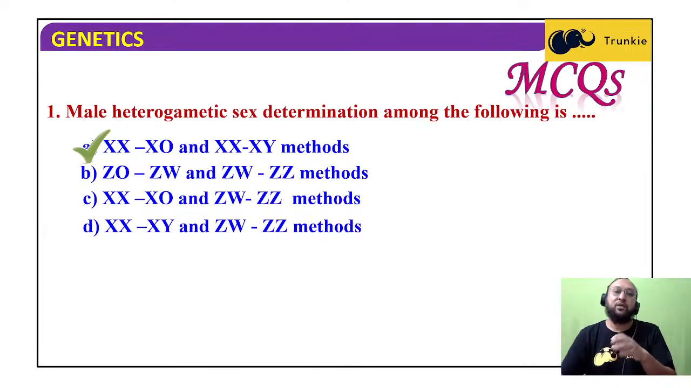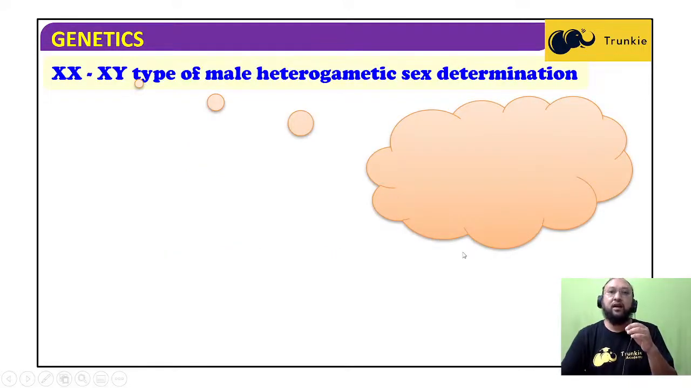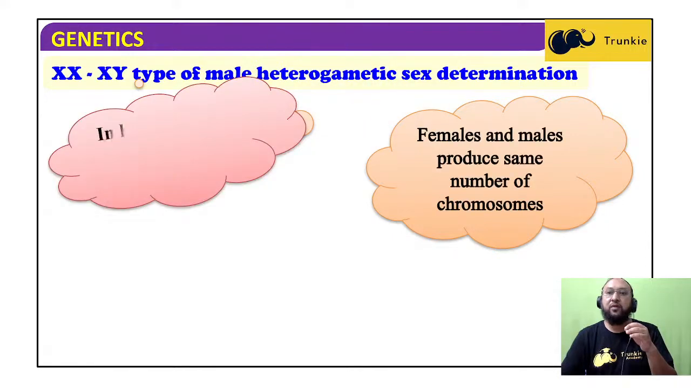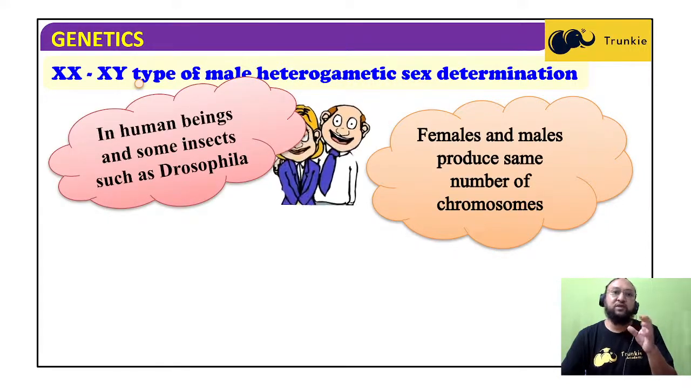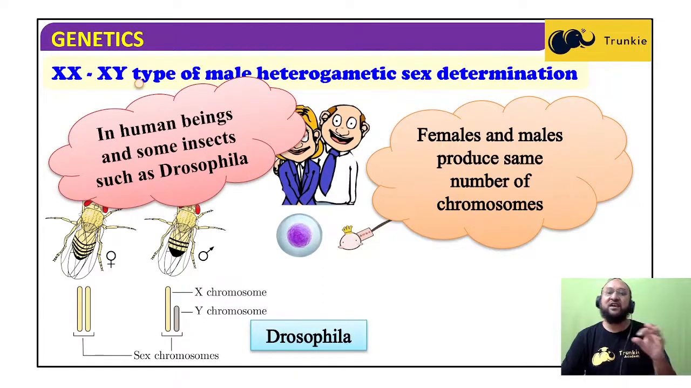Okay, so different, dissimilar gametes, so heterogametic. Now the XX-XY type of heterogametic sex determination. Here, females and males produce the same number of chromosomes. In human beings and some insects such as Drosophila, the X and Y chromosomes are the ones deciding the sex of the child.